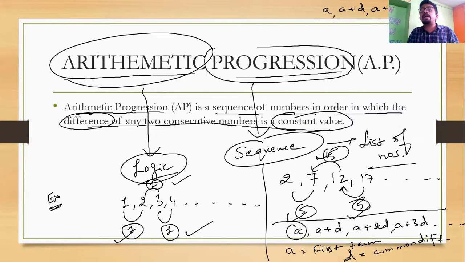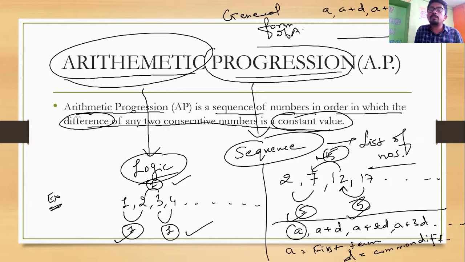So this is the general form of an AP, and you can make a note of it. What is the general form of an AP? The first term is a and we add d to each and every term. So we have the first term a, then a plus d, then a plus 2d, then a plus 3d, and we get the general form of an AP.